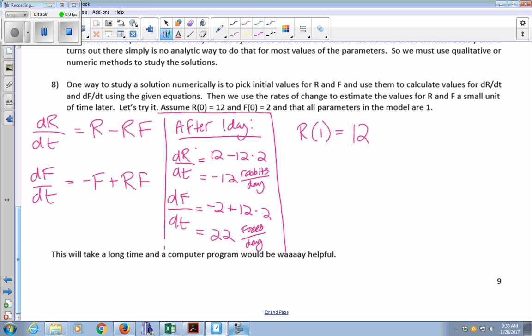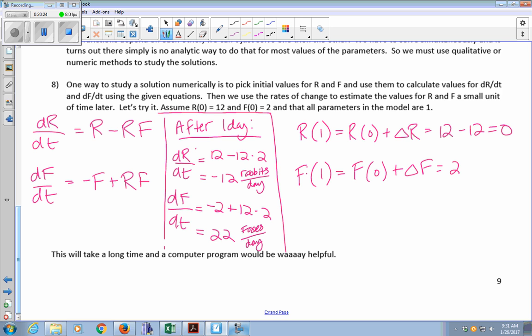So R of 1 is R of 0 plus the change in R, how much it changed in one day. So this is 12 minus 12, which is now 0 rabbits. Wiped them out in one day with just the 2 foxes. So F of 1 is F of 0 plus the change in F, which is 2 plus 22. They now have 24 foxes, but what's going to happen to them next? They're now going to die off because there's no rabbits left.